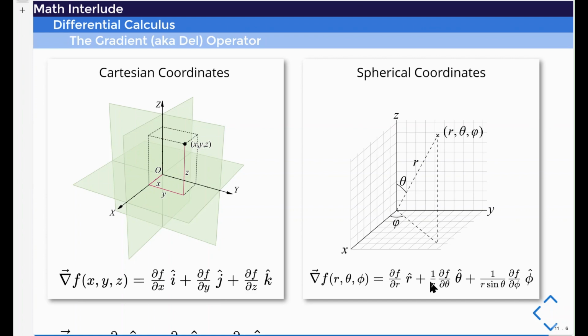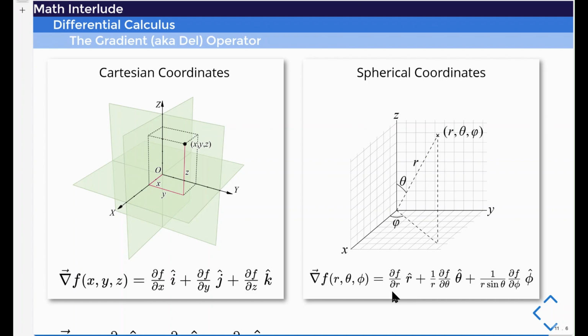You do the same thing, of course, for spherical coordinates, but now the spherical coordinates, remember, are r, which is how far you are away from the origin. And then you have two angles, the azimuthal angle and the polar angle. And this is written in terms of r, theta, and phi.